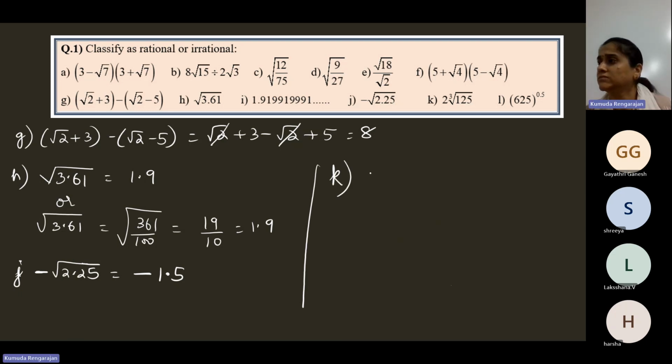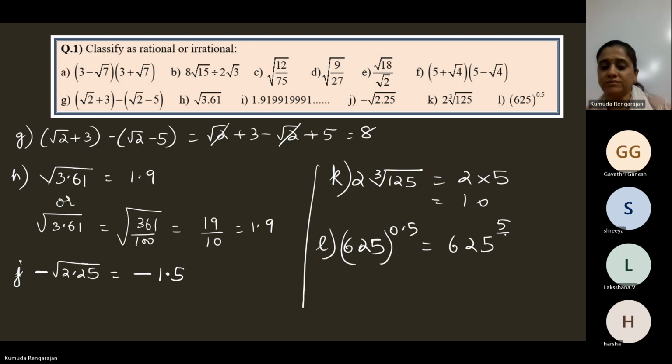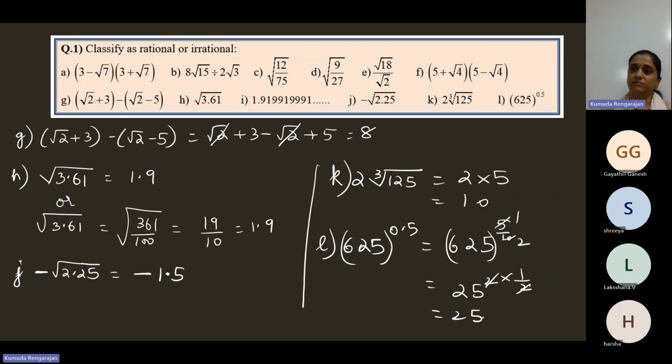Okay. Rational. So 2 into cube root of 125. 2 into cube root of 125 is 5, 10. So rational. 625, the whole power 0.5. So it is 625 to the power 5 by 10, 1 by 2. 25 squared, and you can write it into 1 by 2. 25. Rational.